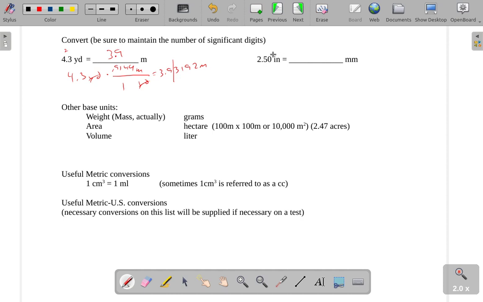Alright, we want to go from inches to millimeters. 2.5 inches, 2.50 inches, sorry. This actually has 3 significant digits of accuracy. I've gotten used to just kind of ignoring that, apparently. So 2.50 inches. We're going from inches to millimeters.